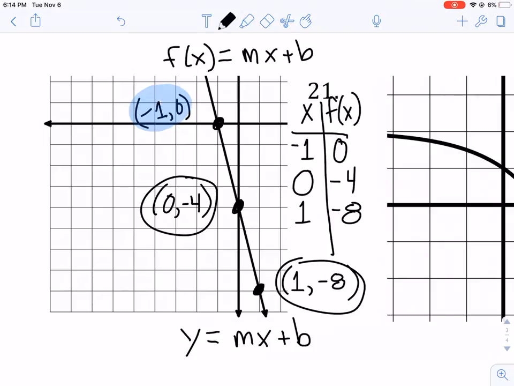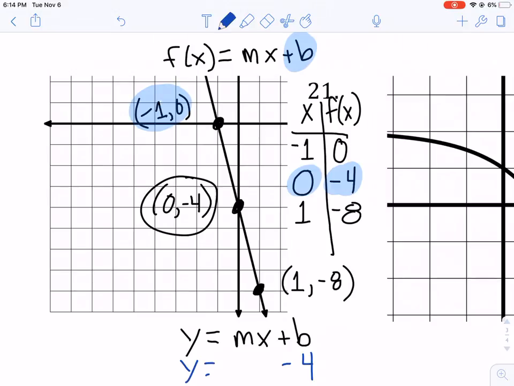Now I was lucky and I got 3 points out of this. Sometimes you might only get 2, and we'll explore something like that in a little bit. Alright, so now I want to make my equation. Now b represents my y-intercept, or my initial value, however you want to approach it. So if I'm looking for that initial value, I can look right here. When my input is 0, my output is -4. So I get my first value that I can plug in here, -4.